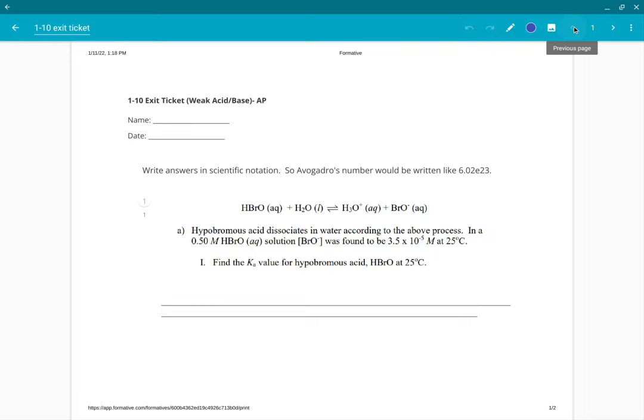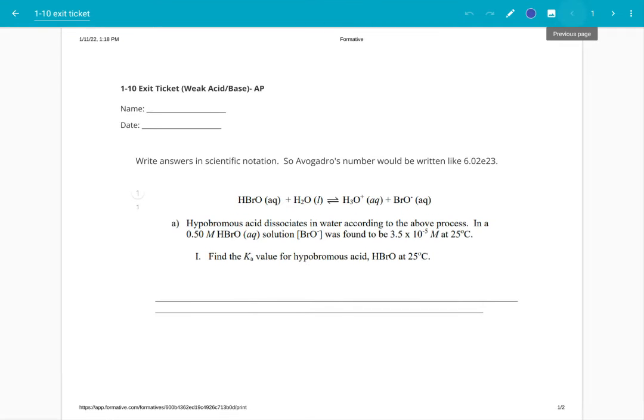Okay, so I thought it would be helpful to go through the exit ticket for weak acids and bases here and see if this would help you. So we're given this problem, we're given this acid-base equilibrium. I realize this is going to be an acid-base one. It has that H3O plus. So this is going to be probably a weak acid problem.